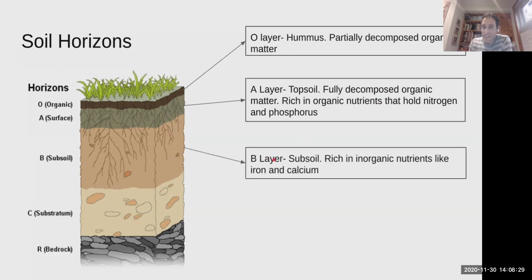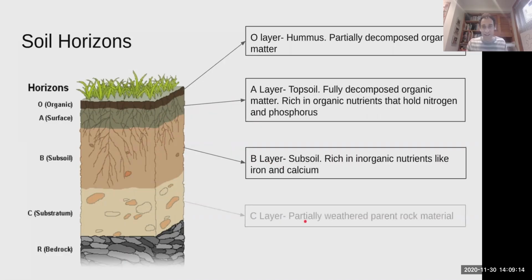The B layer is called the subsoil, and that's going to be rich in inorganic nutrients. A lot of those earth metals: iron, calcium, magnesium, potassium, things like that. Things that come from that parent material exist in this B layer. So it's important that plants root deeply, because the deeper plants' roots get, they can access nutrients from the A layer, but then they can also get down into that B layer where you might have richer contents of iron, which are also really important.